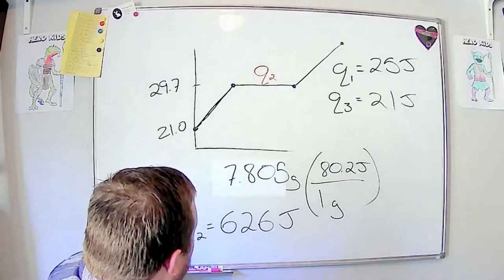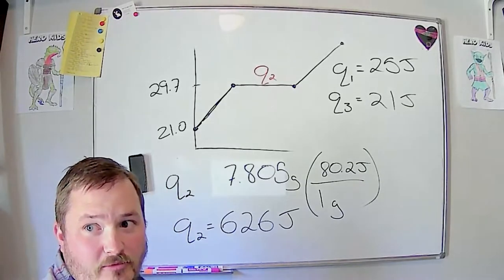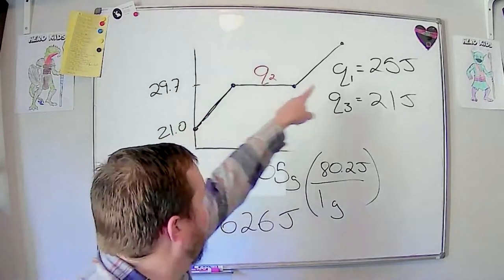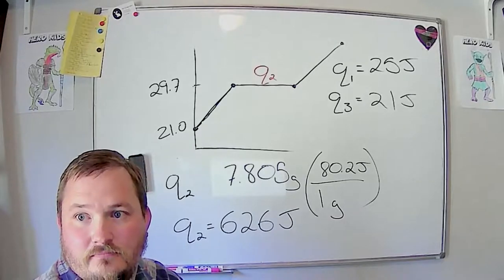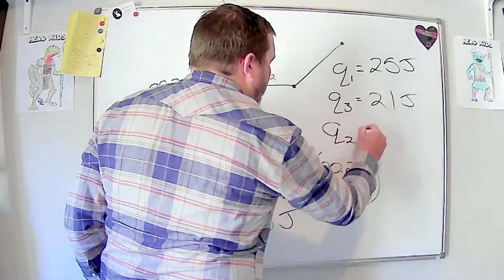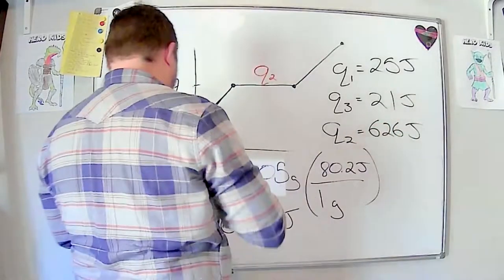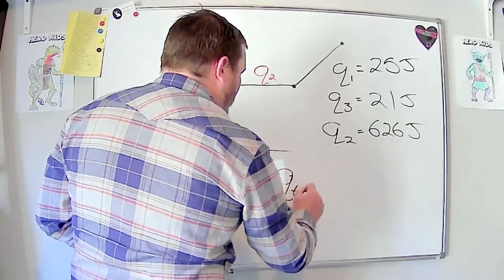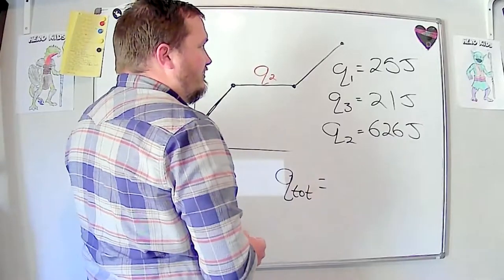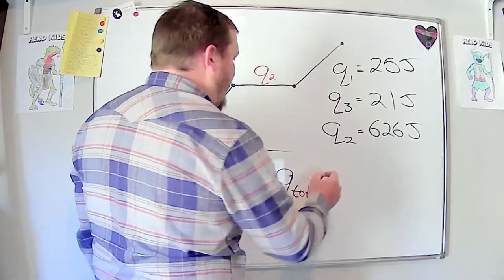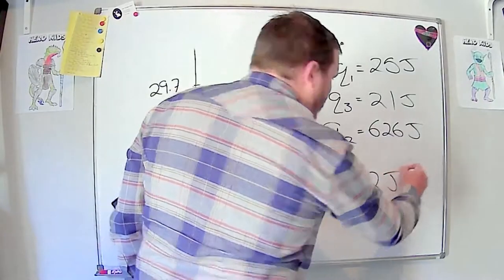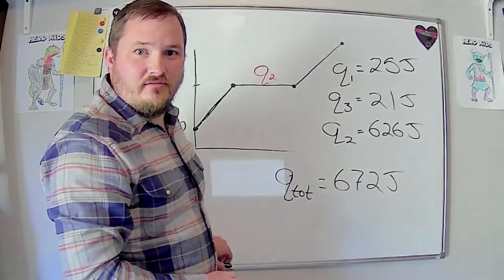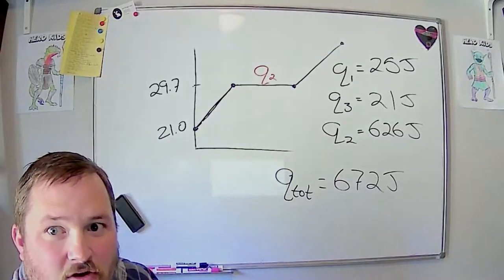All right, so our total energy absorbed for this entire process is going to be the sum of Q1 plus Q2 plus Q3. It takes a different amount of energy for each of these steps. So the total energy is just adding them up. So Q total, 7,647,673,672. Assuming I can add in my head correctly, which is a big assumption some days, but I think that's right.